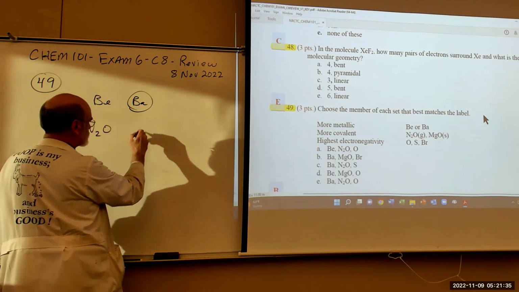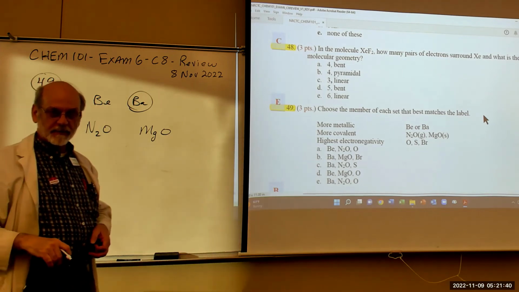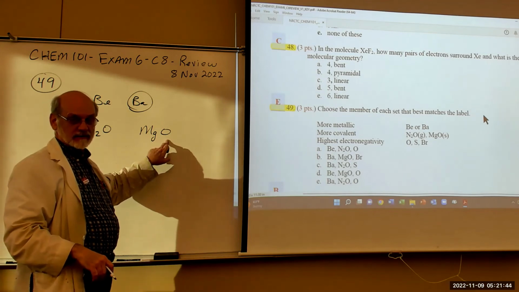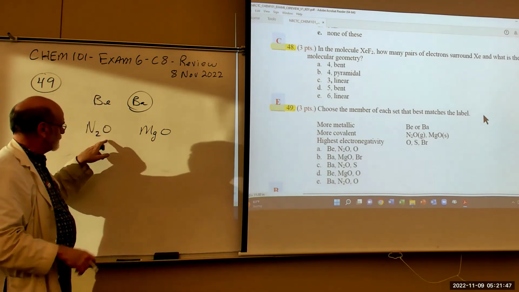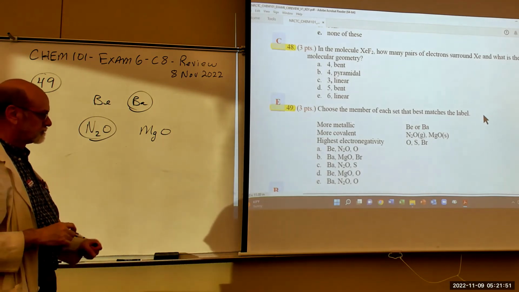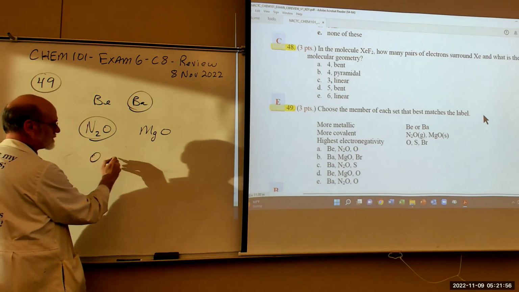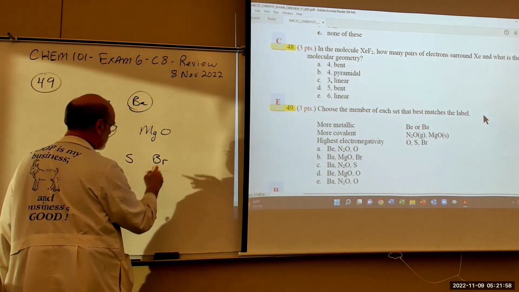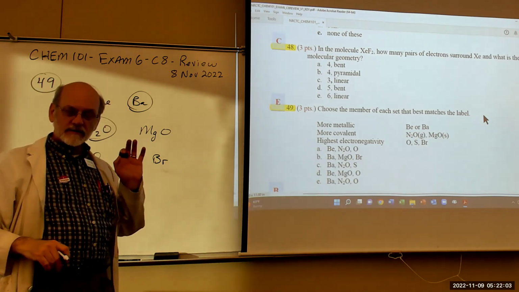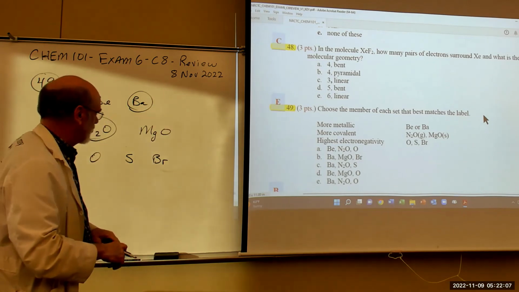N2O versus MgO, more covalent. This one's simple. That's a metal, that's a non-metal. This is a non-metal, non-metal. That's more covalent. And highest electronegativity, oxygen, sulfur, bromine. The highest electronegativity is the one that's furthest to the right and up in the periodic table. And that would be bromine.